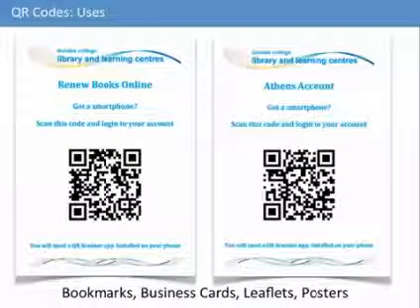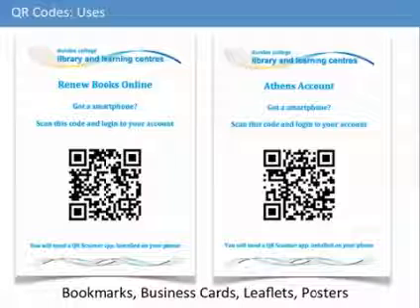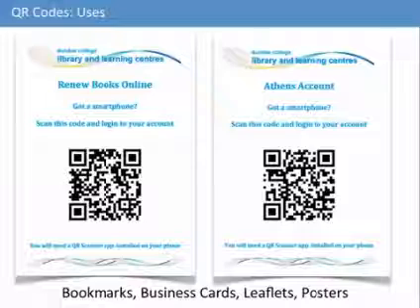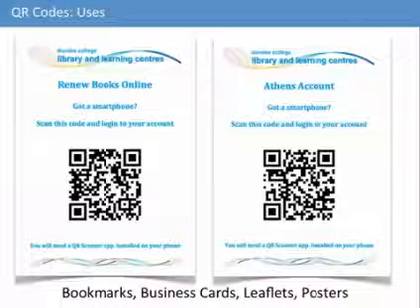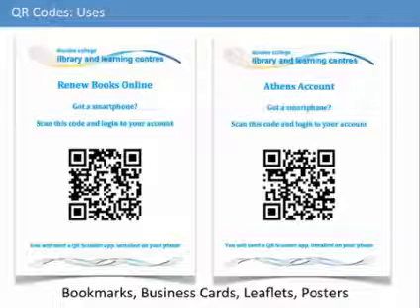We've seen examples previously of using QR codes on posters. So this is an educational example. This is actually from Dundee College Library. So by scanning the QR code in, you can go to the mobile site, and you can do things like renew your books, go into your Athens account. So it's an absolutely fantastic way of using QR codes.